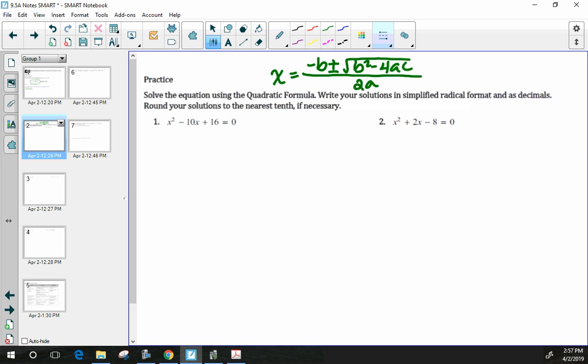Just like, oh yeah, what is it over? Oh, over 2a. That's right. You'll catch it like that. I promise. Okay. So the directions here say solve the quadratic equation using the quadratic formula. Write your solutions both in simplified radical form and as a decimal if necessary. So if they don't come out to whole numbers, we'll make sure we leave our answer both ways.